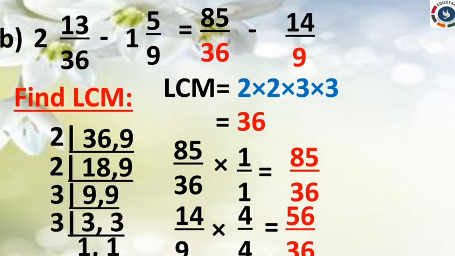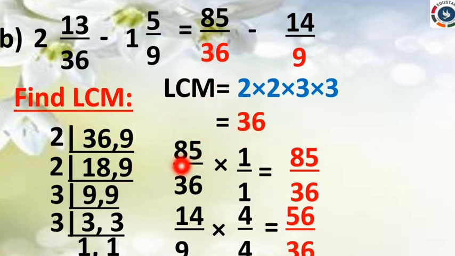And B, 2 13 by 36 minus 1 5 by 9. First, given the fractions are mixed fractions, convert into improper fractions. So this is also unlike fractions. So you want to convert to like fractions, which means first of all we want to find LCM. So use the denominator values to find LCM, which is equal to 36.